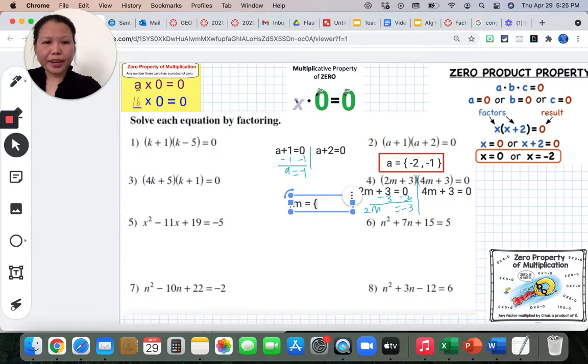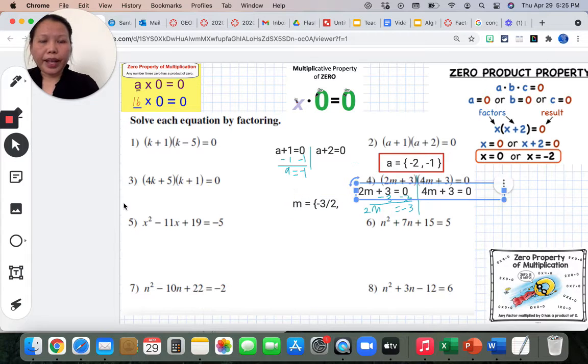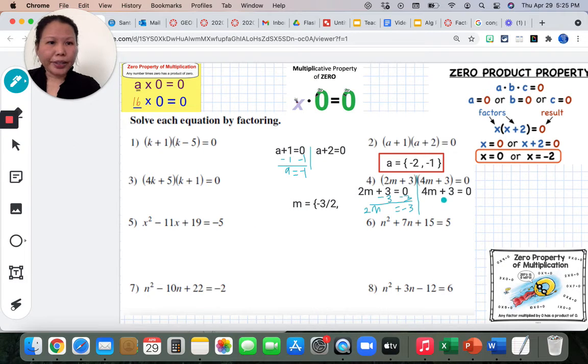Bracket, negative 3 over 2. The same thing is repeated on the right hand side. Let's go ahead and do the inverse of adding 3. I will subtract 3 to both sides. I will then be left with 4m. Bring it down. 0 take away 3 will be negative 3. Then I divide both sides by 4, and my answer will be negative 3 over 4.